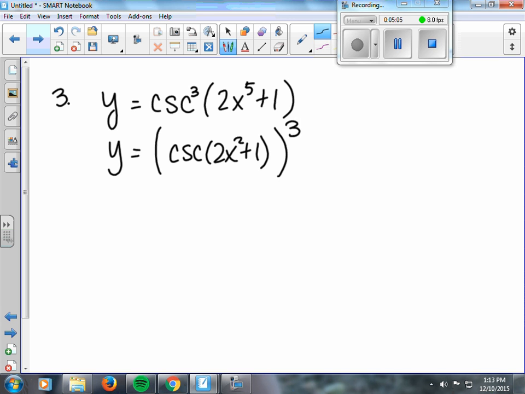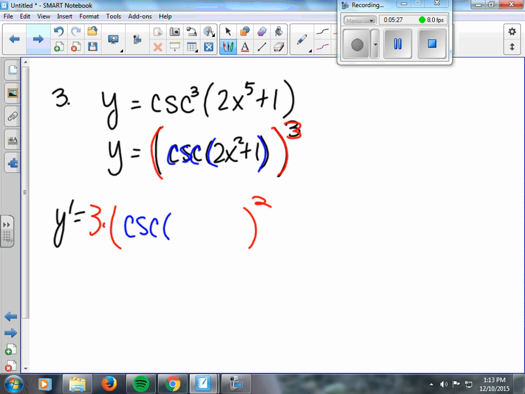This way we see the layers of the onion a little better. The outsidemost function is a cube. And so when I do this first derivative, I have to do the derivative of a cube first. Now the inside, what was cubed, is a cosecant of something. Okay, so that cosecant thing, he is not going to change. It's still whatever the cosecant was.